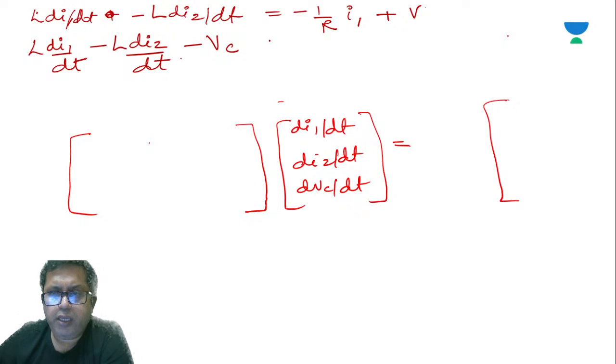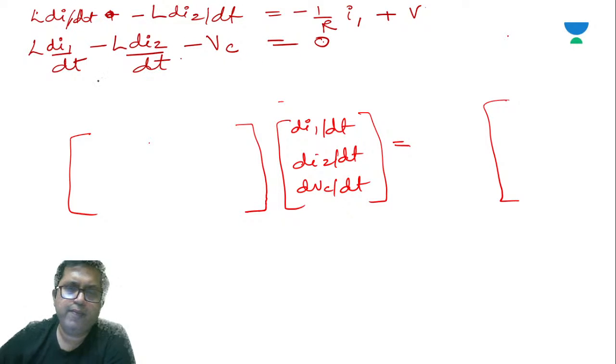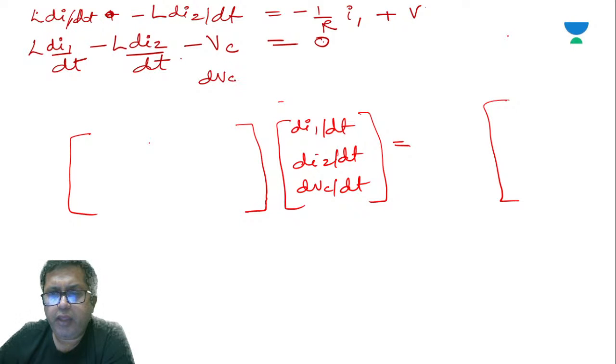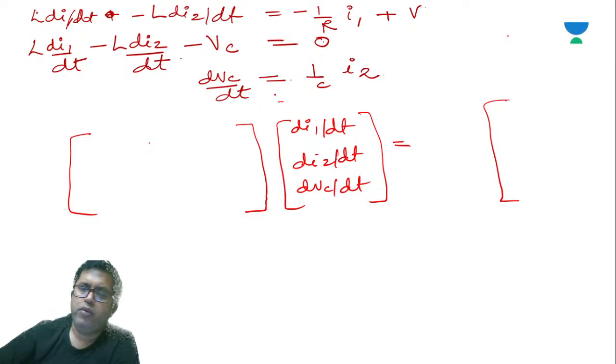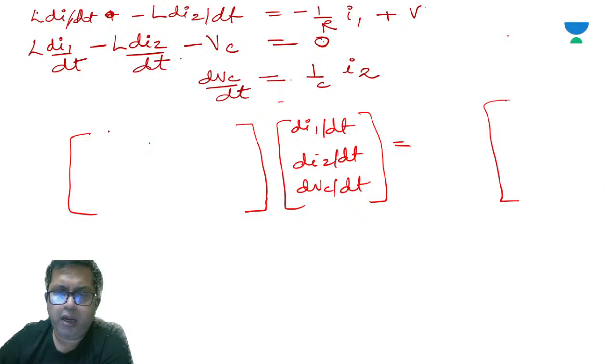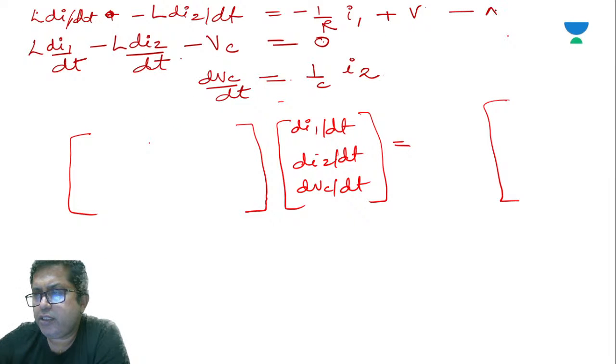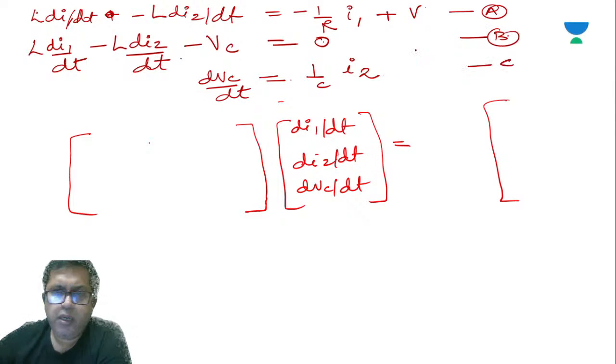Minus Vc is equal to 0. Okay. What is the third equation? dvc by dt is equal to 1 by C into I2. Okay, so now we'll make an entry. These are actually equations A, B and C. Let us say equation A.